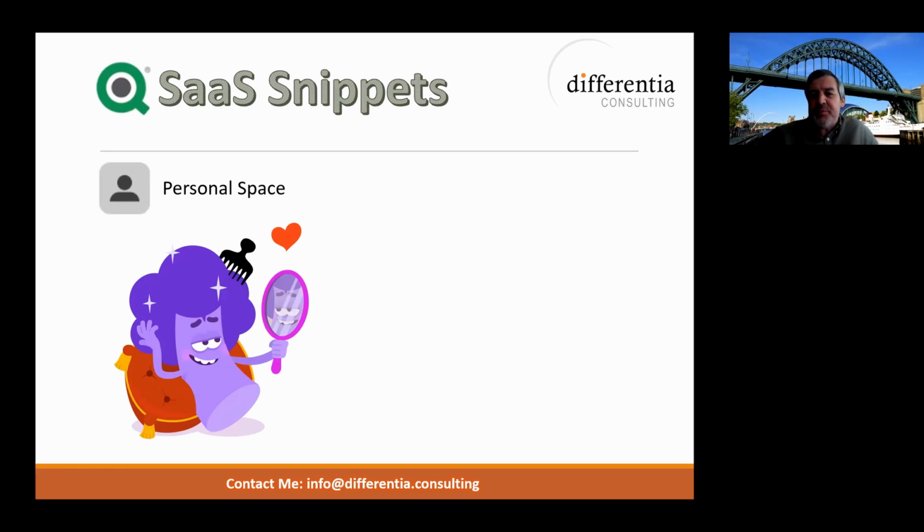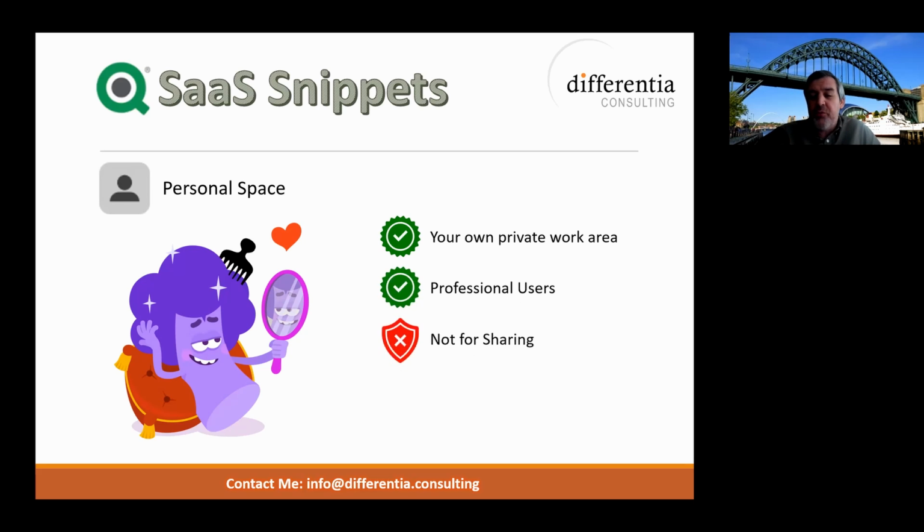So the first space that's available is the personal space. So the personal space is literally your own private kingdom and work area where you can work with data, create apps. No one else can really access them, and it's really for the professional user to create their own content without other users seeing what you're doing in terms of data modeling, visualizations, etc. So it's for professional users, and it's not really for sharing the personal space. Like I say, it's all yours. It's yours to do with as you see fit, and you cannot share it.